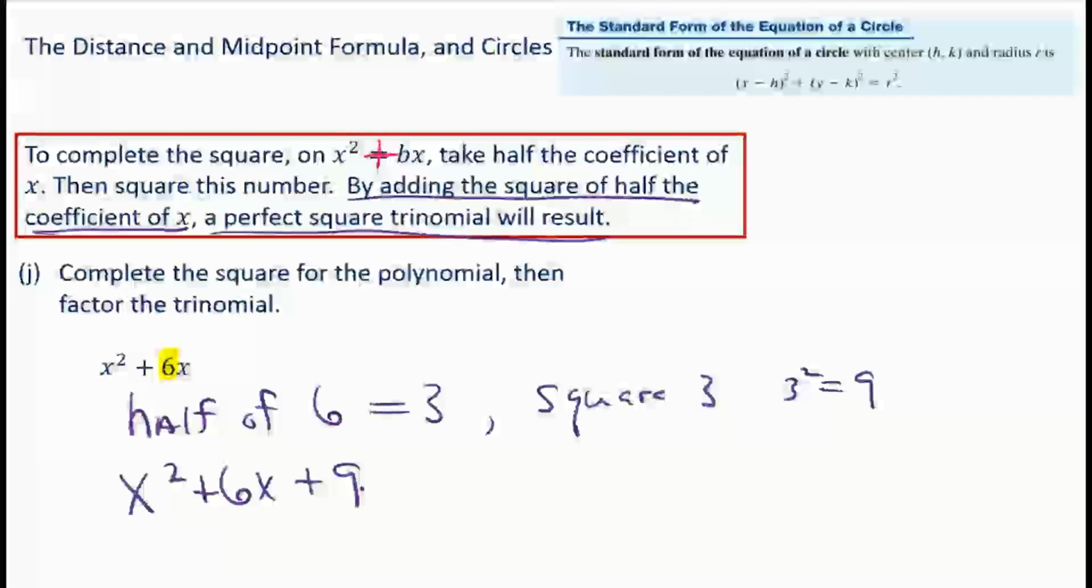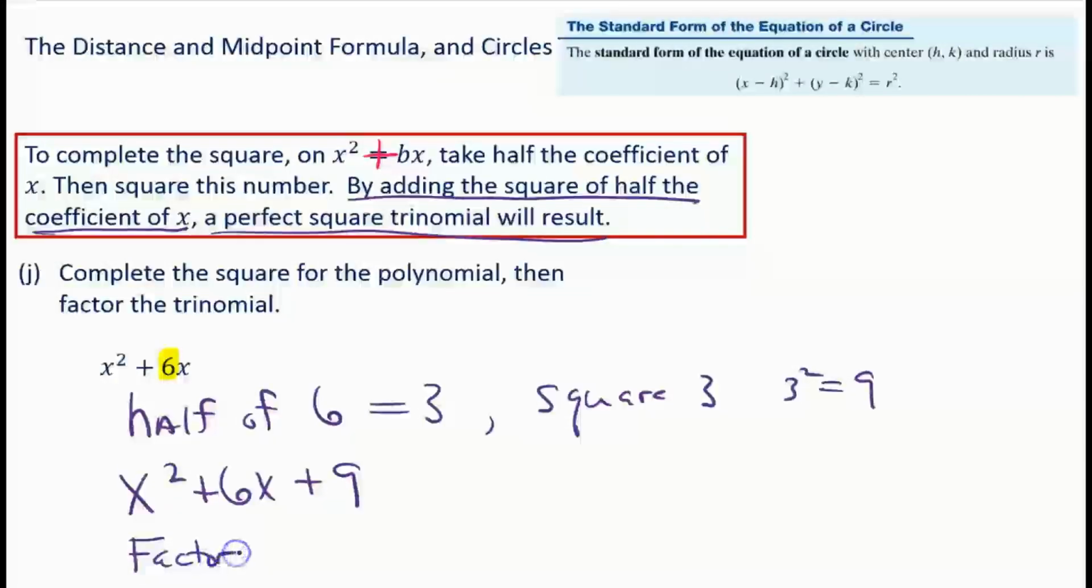If you add 9, you have to subtract 9. Or if it were in equation form, you'd have to add 9 to the other side. Yet there are homework problems like this that ask you just to complete the square. And we did. All we have to do is take half of 6 and square it and add that number. The next thing they want you to do is factor this thing.